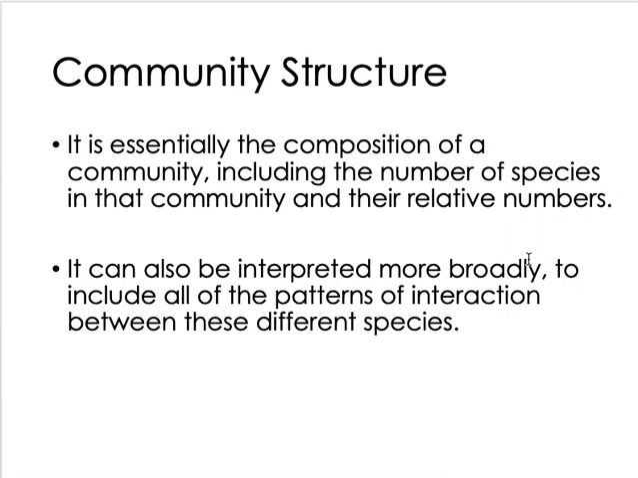In community ecology, we also have what we call community structure. It is essentially the composition of the community, including the number of species in that community and their respective numbers. That number refers to the relative abundance. Relative abundance represents the percentage of each species contributing to the total number of individuals of all species. So what will be the percentage of that particular species to the whole total number of individuals within the community? That is relative abundance.